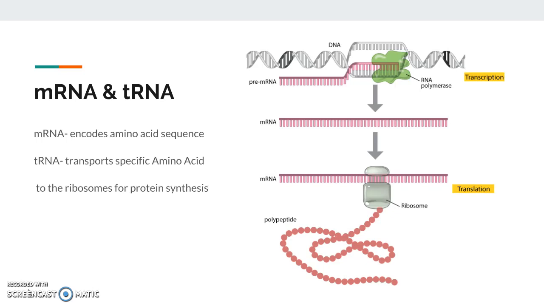mRNA encodes the amino acid sequence. rRNA associates with proteins to form ribosomes, which structurally support and catalyze protein synthesis. tRNA transports specific amino acids to the ribosomes for protein synthesis.